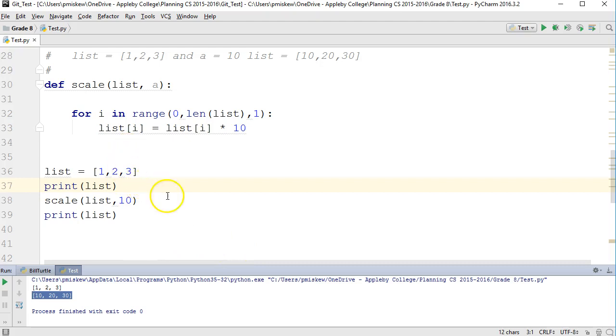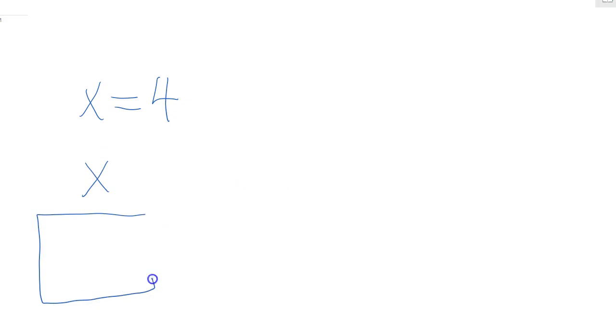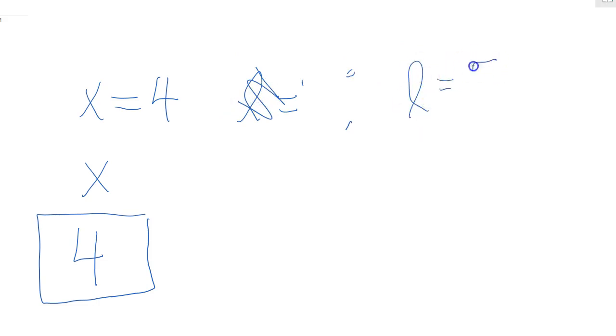A list is a reference variable. So let me pause. I'm going to draw a little picture here. So let me pause this and get somewhere I can draw. Okay, so let's say I do something like x equals 4. What that does is it essentially makes a box in the computer, it calls it x, and it puts a 4 inside of it. Whereas if I say L equals, and I'm going to make a list, L equals 1, 2, 3.